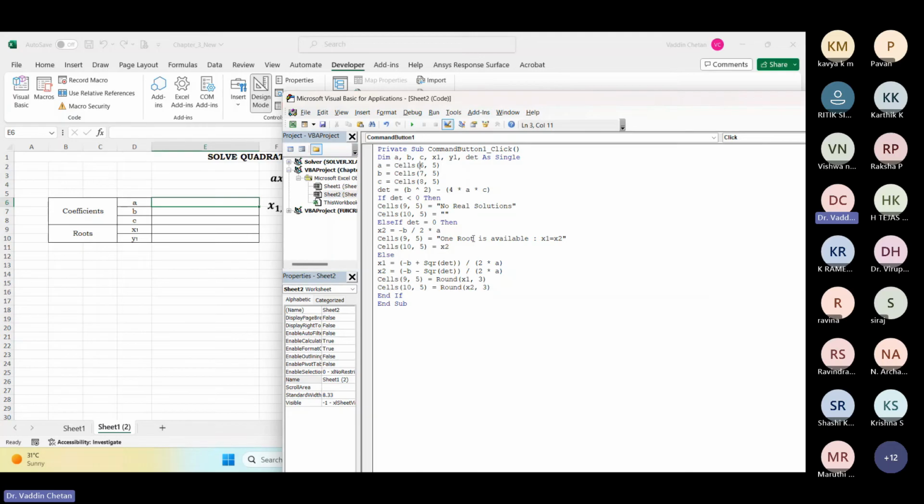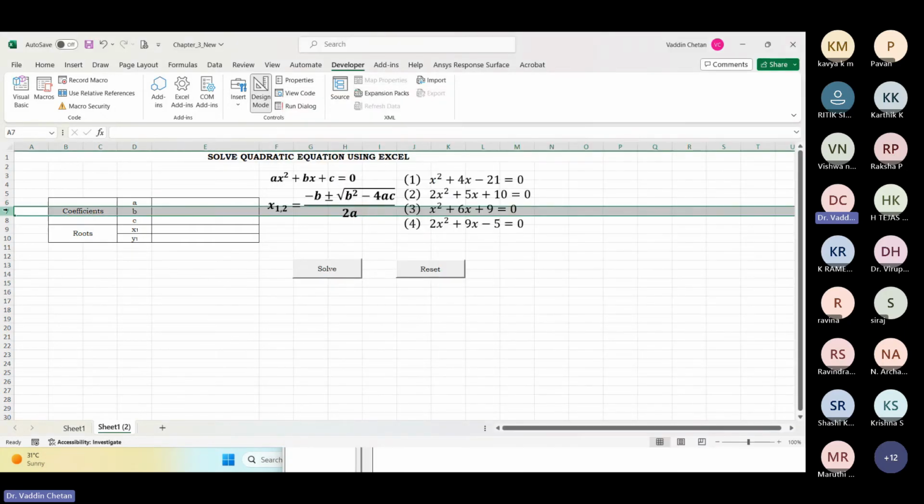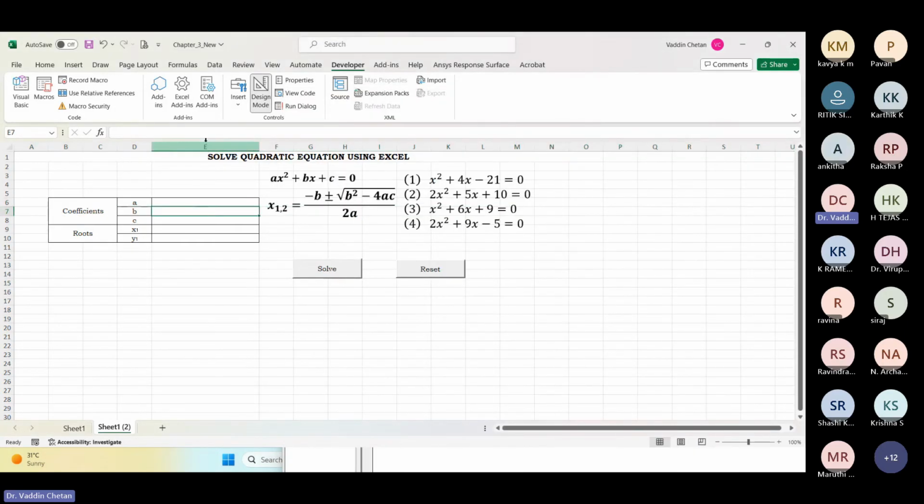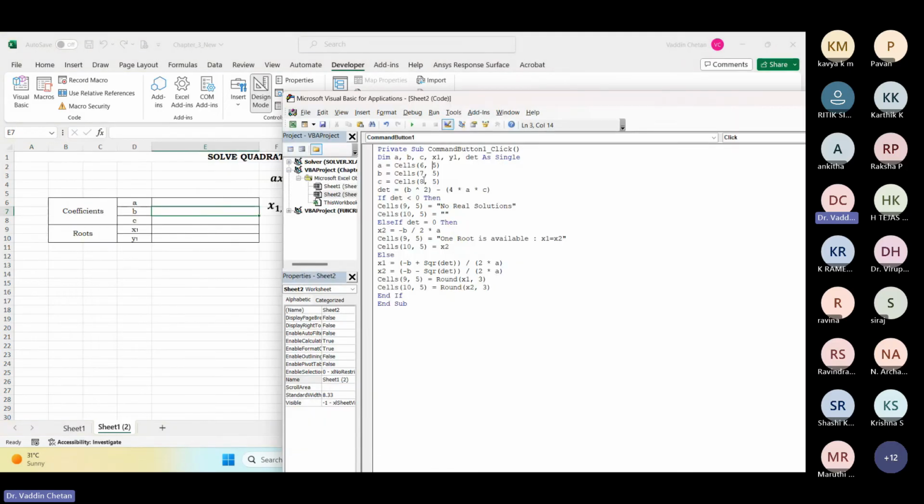Now I can see that it is 6 comma 5. It is correct. And B is 7, that is 7 comma 5, and C is 8 comma 5. I am mentioning that the value of A is the value in cell 6 comma 5, the value of B is the value in cell 7 comma 5, and the value of C is the value in cell 8 comma 5.